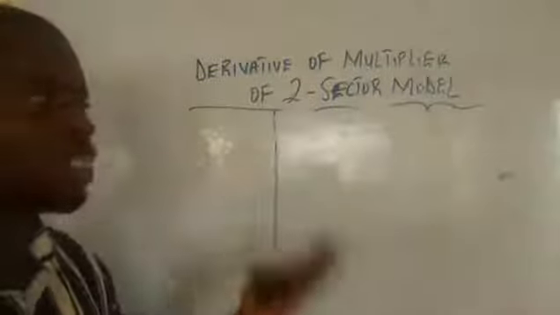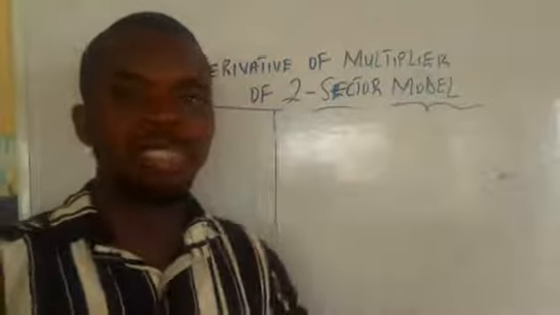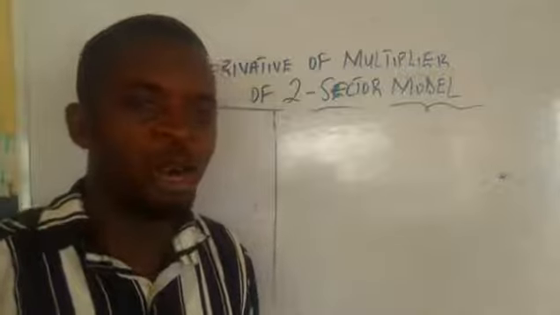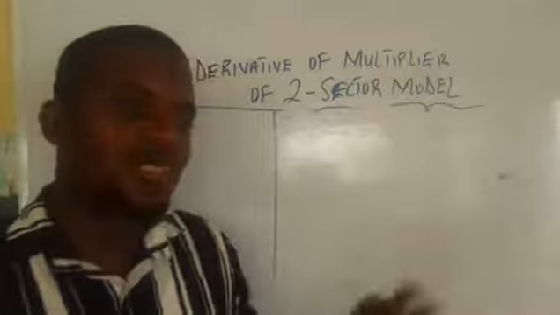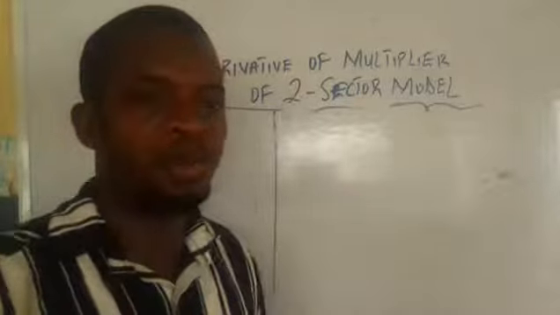Derivative of the multiplier of the two sector model. When we talk about multiplier, we are talking about the number of times which an investment multiplies itself in a given period of time. It means that we are looking at the number of times which an investment injected in an economy multiplies itself given a period of time.